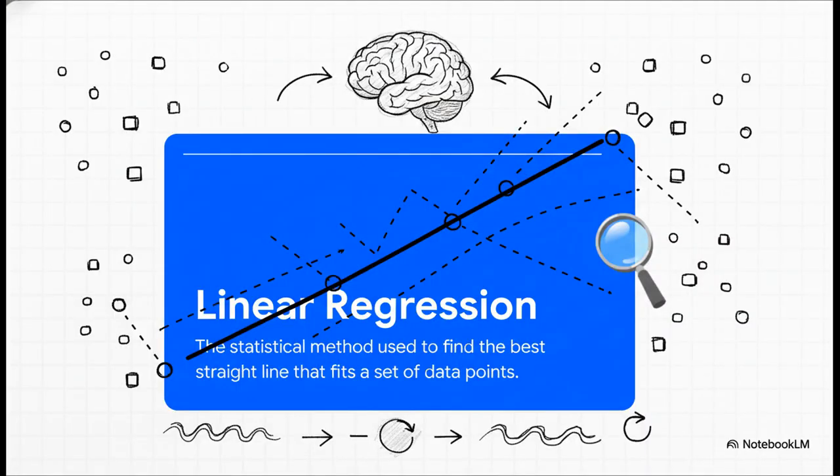So, where did this line come from? It wasn't just drawn at random. Nope, it was found using this really powerful statistical method called linear regression. You can think of it like a super smart process that looks at all the data points at once and figures out the one single perfect line that best represents the entire group. It's the mathematical way to find the average trend.